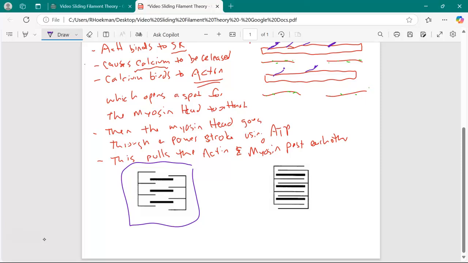And it's all because acetylcholine gets released, attaches to the sarcoplasmic reticulum, causes calcium to be released. The calcium binds to the actin. Then the actin therefore has a spot open, so the myosin can attach, and then we can pull the two past each other and shorten that sarcomere. Okay, so that's the sliding filament theory.